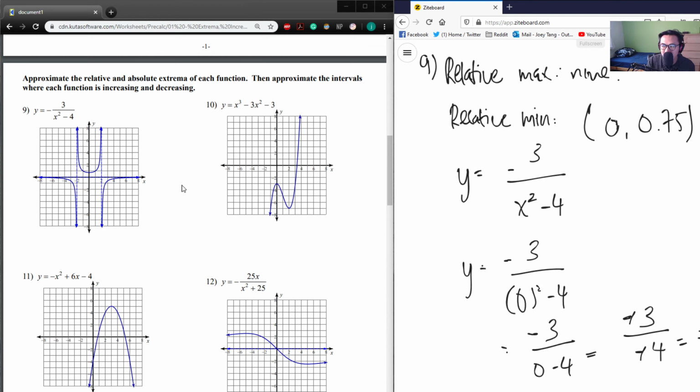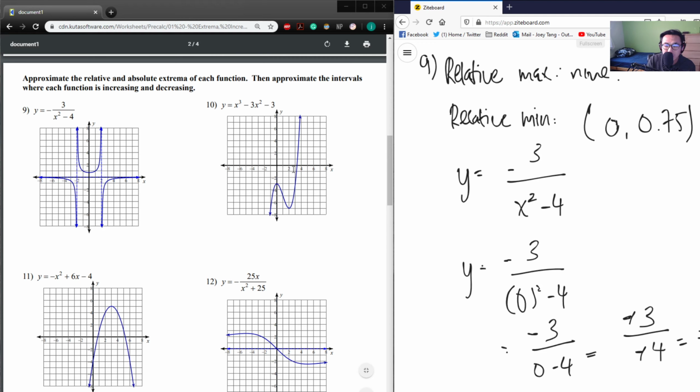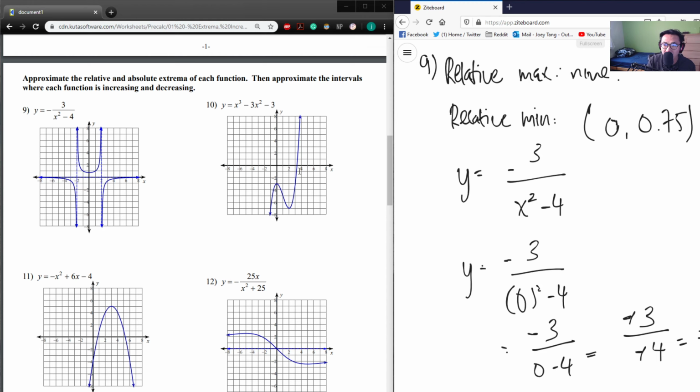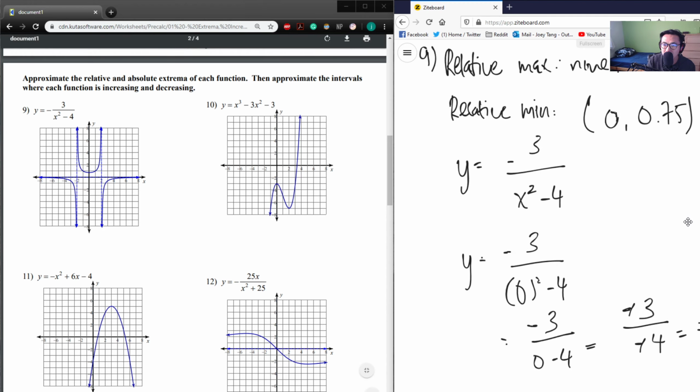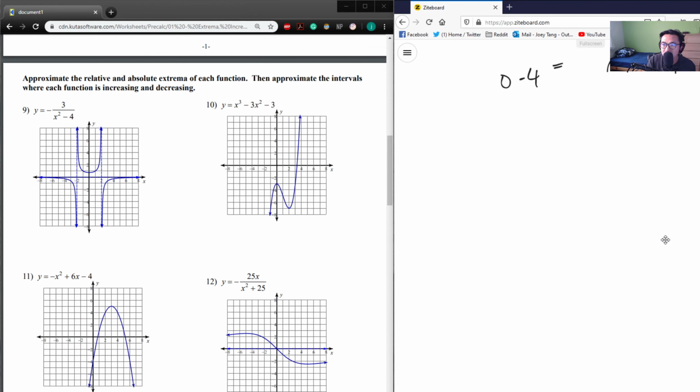But it doesn't really matter. In this case, 3/4, 0.75. I'll take either answer. So this is my relative minimum. In this case, this is 0 and 0.75. My x value is 0, the point 0, and then 0.75 is my relative minimum. So let's do my intervals of increasing and decreasing.